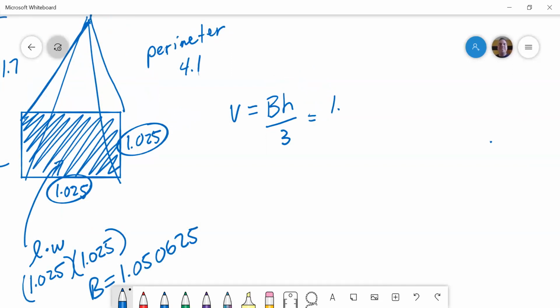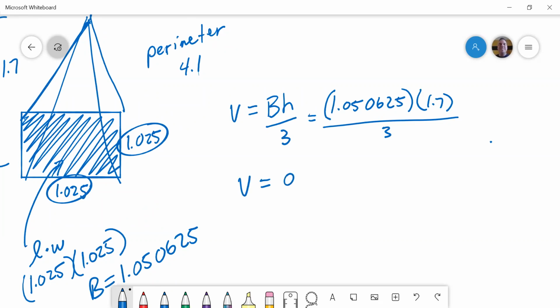So base area is 1.050625 times a height of 1.7, and then all divided by 3. Times 1.7 equals, and then if I divide that by 3, it's a pretty small pyramid, I should be getting 0.59, which rounds to 0.6. And I think it was centimeters again, so centimeters cubed if we're rounding to the tenth place.